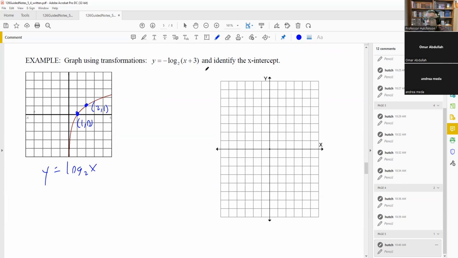We have a +3 this time. +3 means that we have to move the graph 3 places to the left, opposite of the sign here. Instead of +3, we move it -3 instead. Now, the negative out front is actually going to flip the graph like this. So this blue dotted line, the graph will flip over, and that's what it's going to look like. That's what the graph is going to do here.